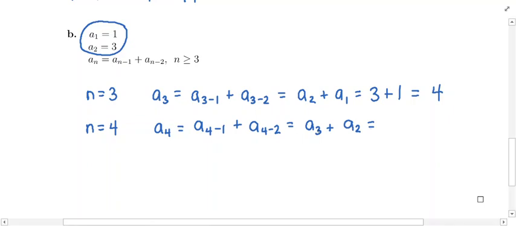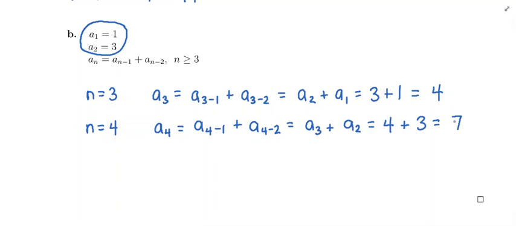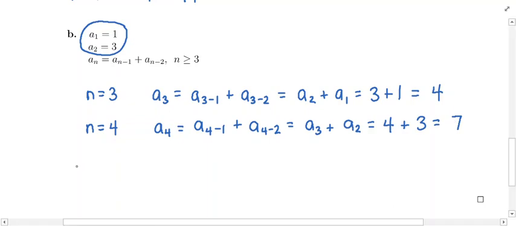We know a3 is 4. We just computed that, it's right here. And we know a2 because it was given. So a2 is going to be 3. So that's 7. The fourth term in the sequence is going to be 7. We weren't asked for the fifth term. I'm just going to go ahead and find it just to make sure you're getting the hang of this.